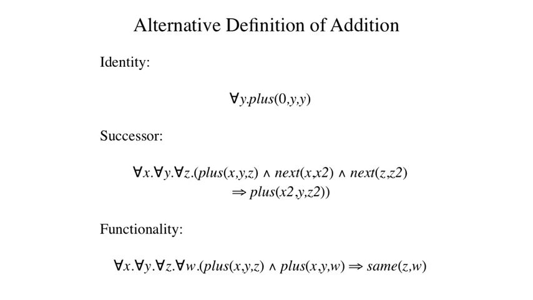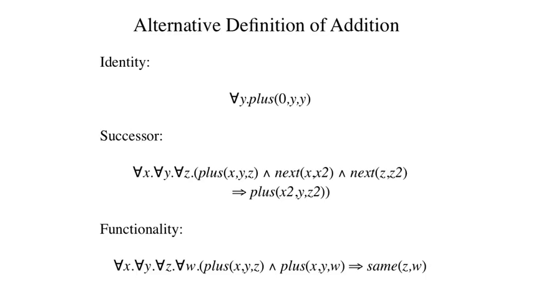Next, we have a successor axiom. If z is the sum of x and y, then the sum of the successor of x and y is the successor of z. And finally, we have our functional axiom, as before. One advantage of doing things this way is economy. With these sentences, we do not need the ground relational sentences about plus. They're all logically entailed by our sentences about next and these definitional sentences.